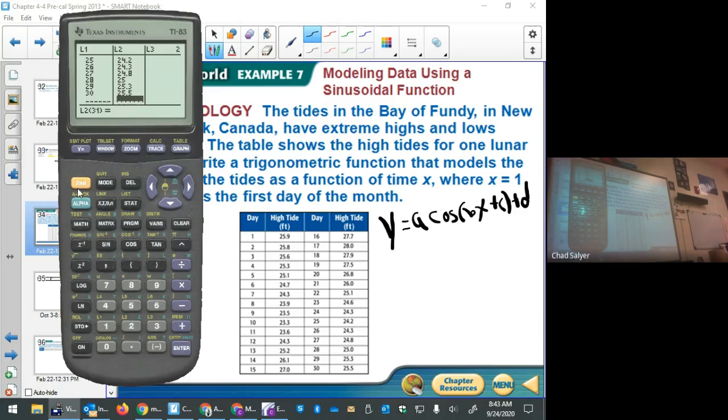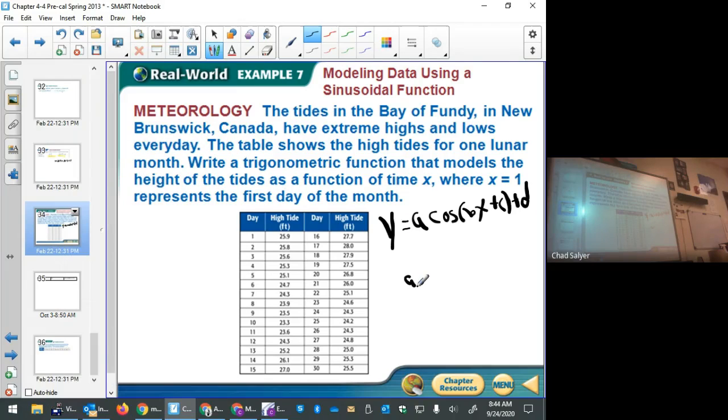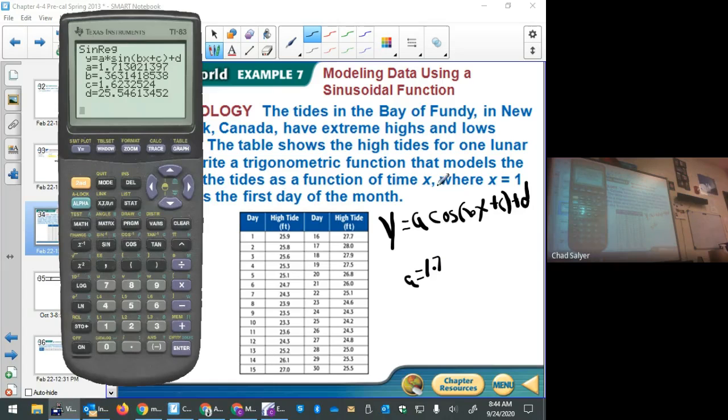Okay, so if we go to the home screen and then stat and calculate, the sine reg down here at the bottom. Which it'll have to think about for a hot minute. So this is using a sine model. We're using a cosine model because we want it to start, but it will share all these values. So A is 1.7. And then B is 0.36.